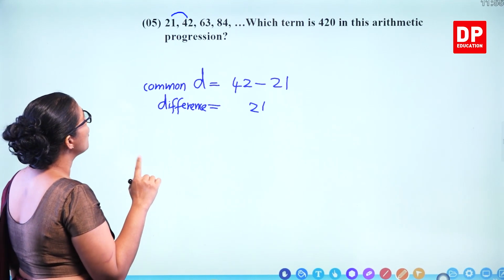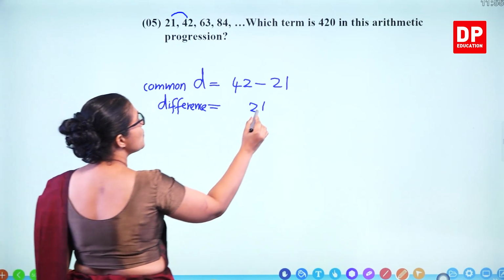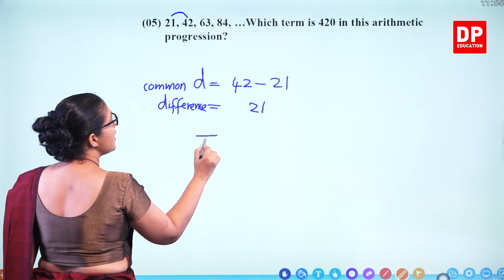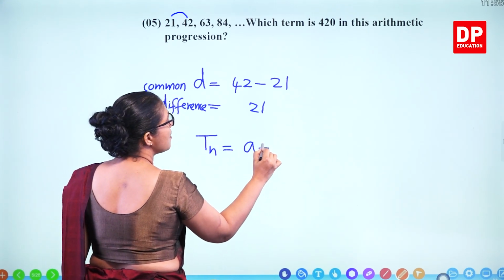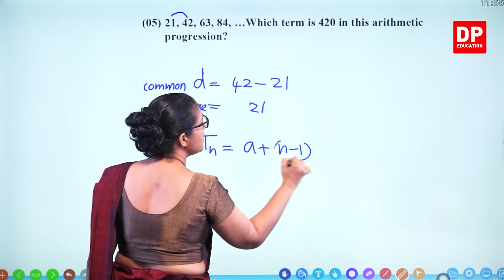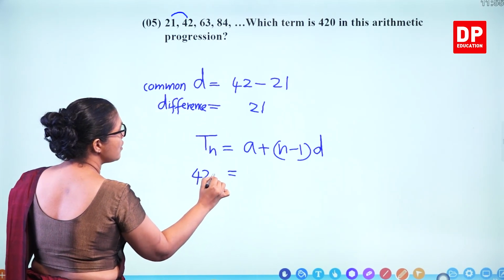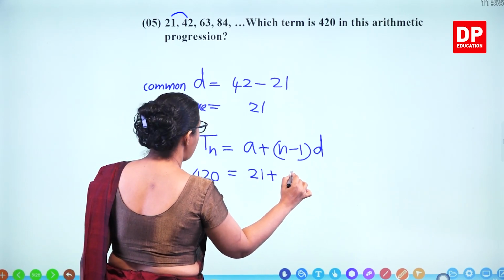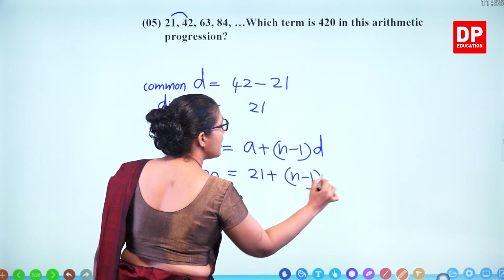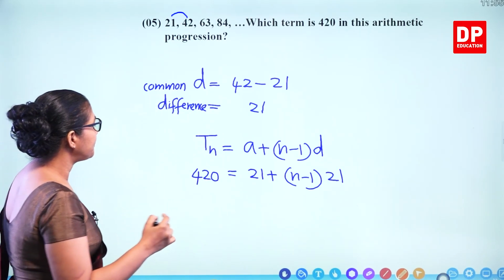Now you can find out the first term is 21 and the common difference is 21 as well. So what's the nth term formula for an arithmetic progression? First term plus (n minus 1)d. Now substitute. The nth term is given as 420, the first term is 21, and n we need to find. And here also 21 is the common difference.